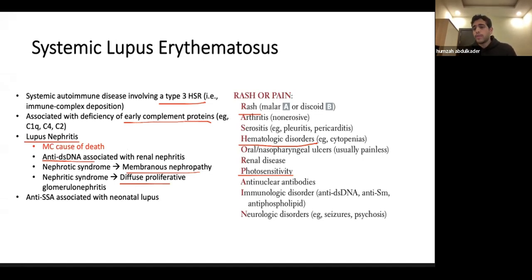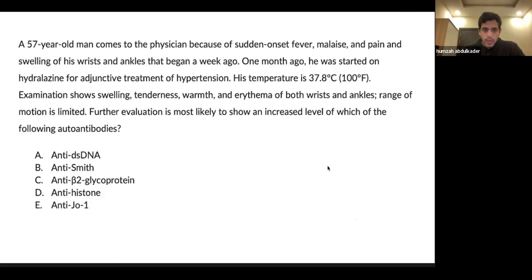But what you want to know for SLE is it can affect almost anything in the body, right? And so you want to know all these symptoms, because otherwise you won't be able to tell what disease it is, because all the autoimmune diseases overlap. So it's difficult. So memorize the antibodies and memorize the symptoms. Any questions? Okay. Next question.